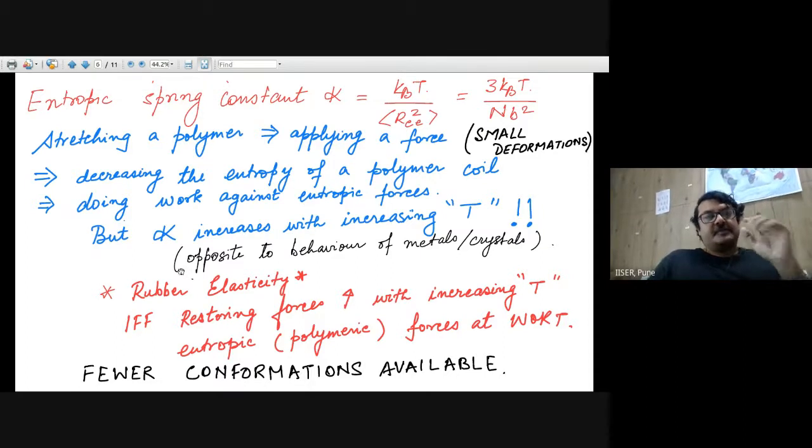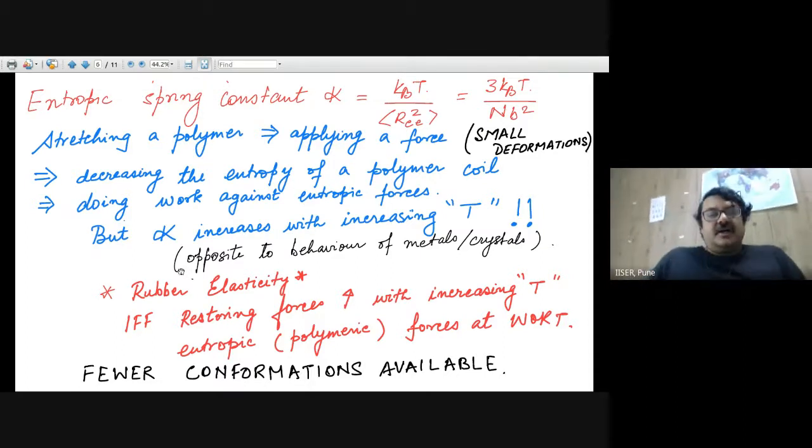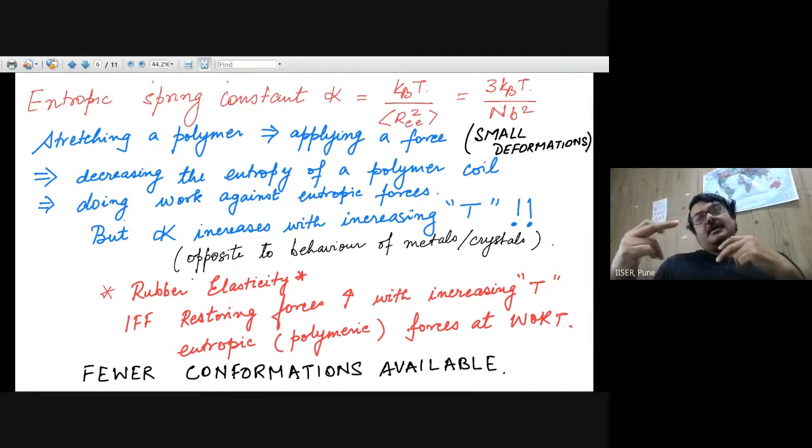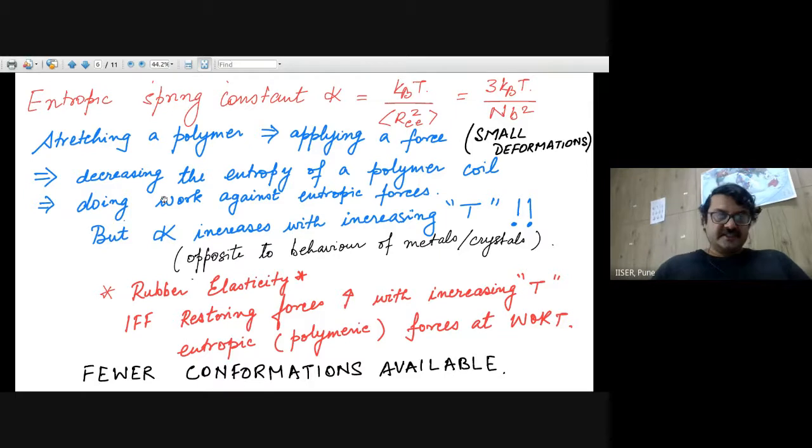So this was a very brief discussion on the rubber-elasticity-like behavior of a single polymer chain. I emphasize again, in a rubber, you have cross-linked monomers. Here we have been discussing a single polymer chain, but the physics is the same, where in a rubber, this elasticity comes from the number of monomers between two cross-links.